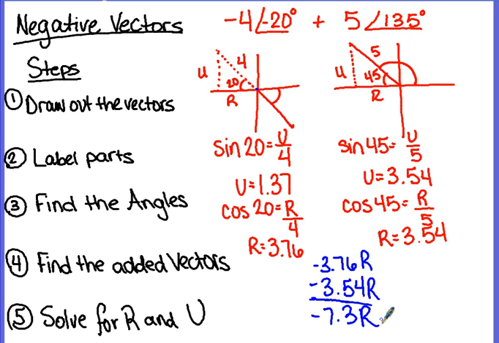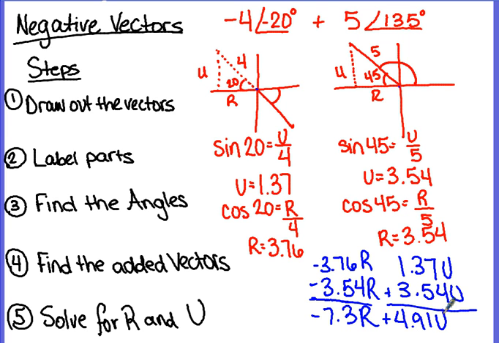Now we need to combine the U's. In my first equation, I have 1.37 U. Because it is going up, it's positive. So it's on the positive y-axis, so we have 1.37 U. And over on this side, again, the U value is positive, so it's plus 3.54 U. When we add these, our new U value is going to be 4.91 U. And there we have added our vectors.